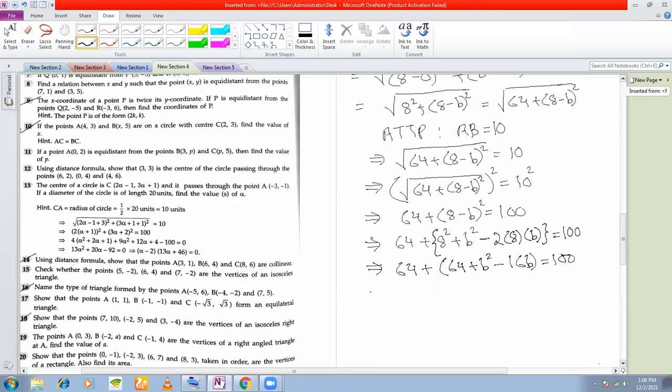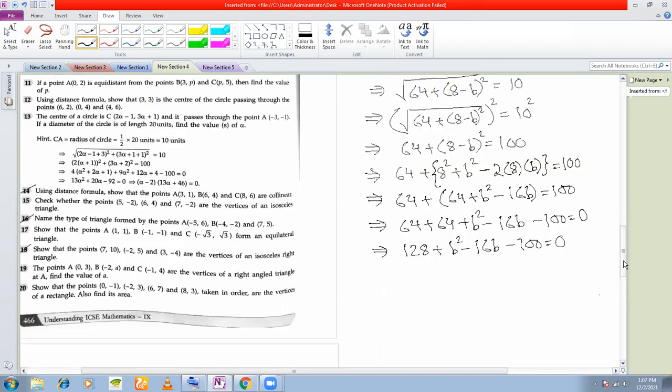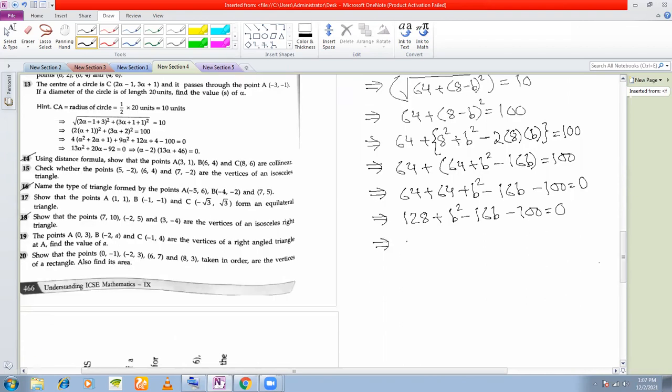Now open the brackets and take everything on the left hand side so that the right hand side becomes 0. So you get 64 plus 64 plus b square minus 16b minus 100 is equal to 0. So you get here 128 plus b square minus 16b minus 100 is equal to 0. Now 128 minus 100 will be 28. So first you write b square, then you write the next power of b, and then 128 minus 100 will give you a plus 28.